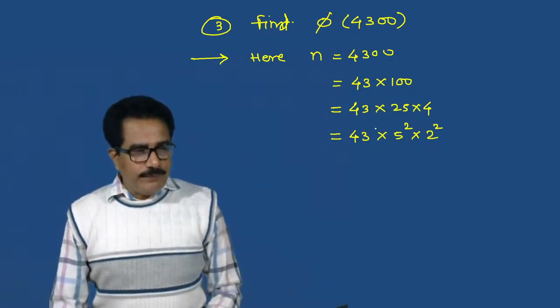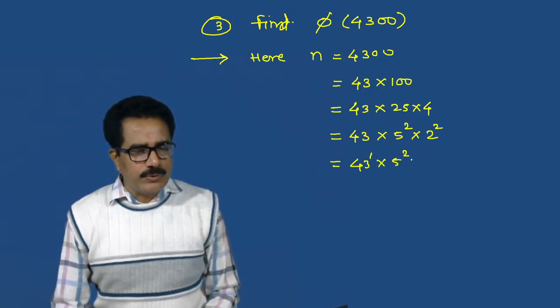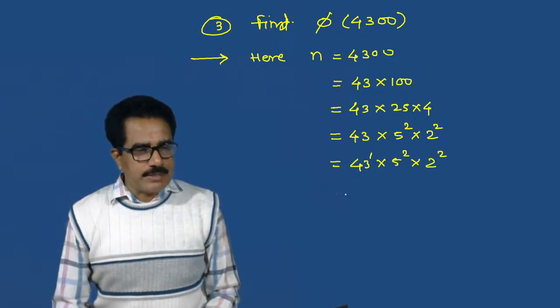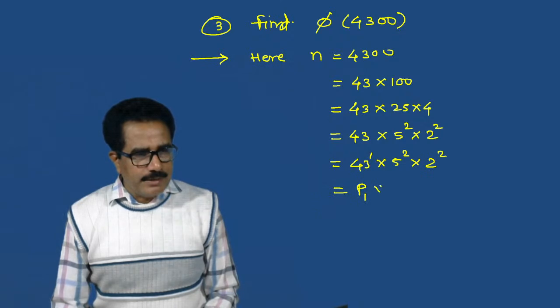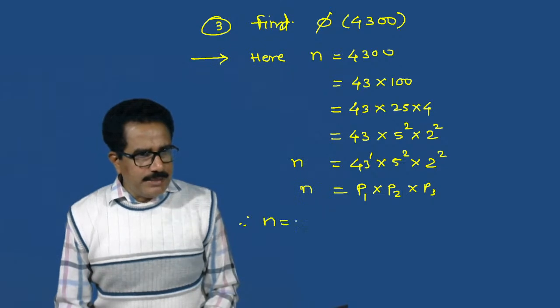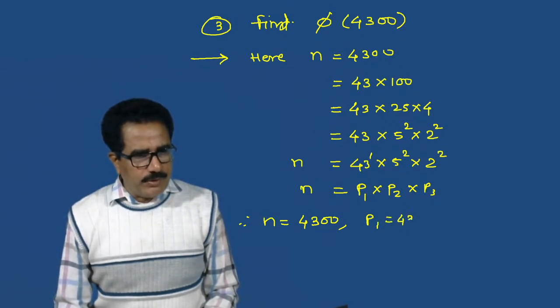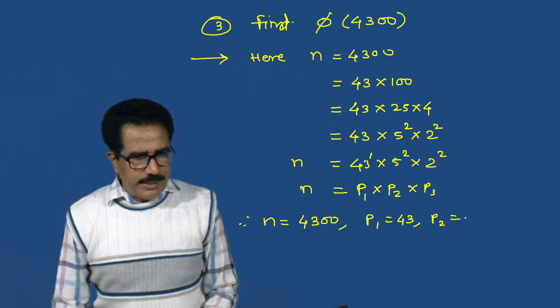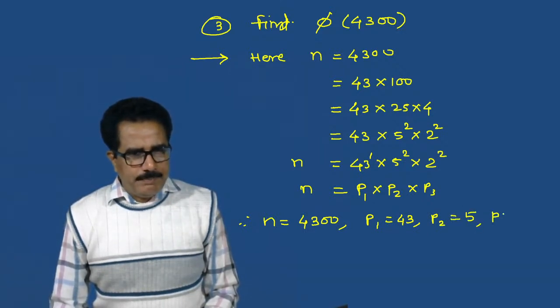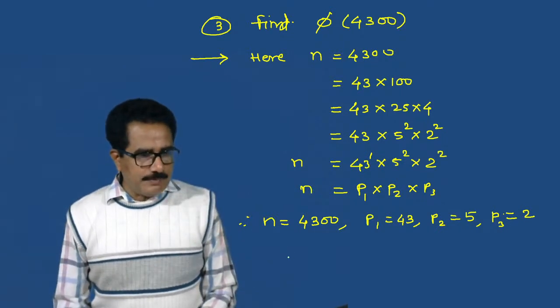इसका मतलब हो गया 5 is also prime, 2 is also prime, 43 raised to 1। ये देखो इसका मतलब क्या होता है, 43 is a prime, its power on 5 raised to 2 its power 2, 5 is a prime, 2 is also prime, that can be written as a P1 into P2 into P3। So this is n here, therefore n is equals to 4300, P1 is equals to 43, P2 is equals to 5, P3 is equals to 2. बरोबर आहे का students?